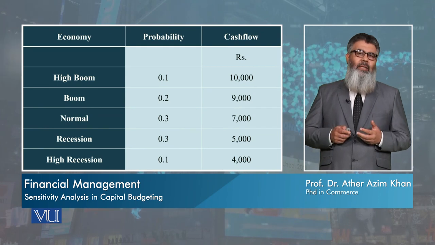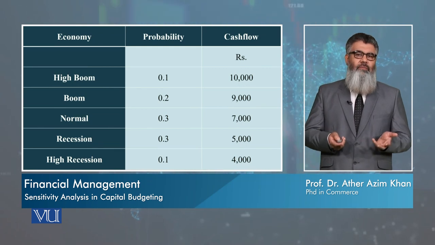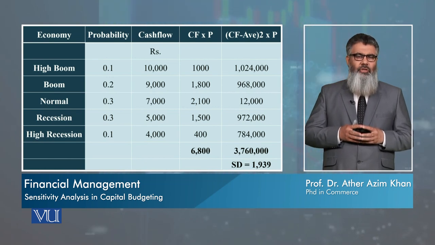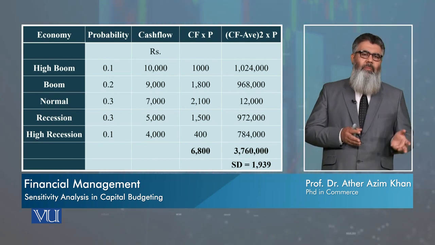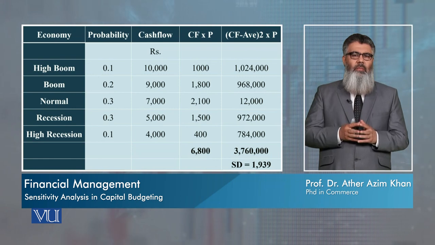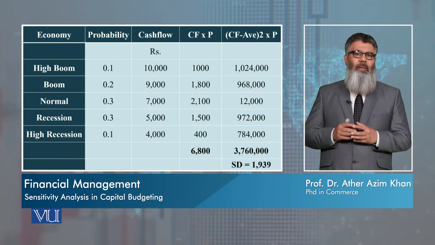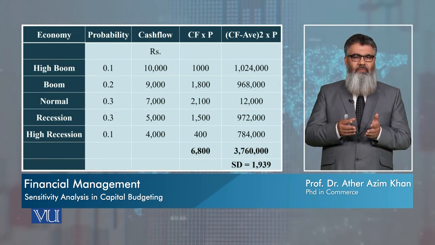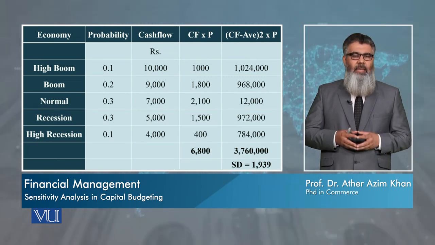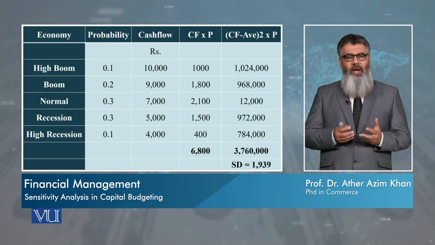Now, how do we calculate the uncertainty or the risk in these conditions with these cash flows? Let's have a look at that. We actually multiply the cash flow with its probability. Yani, jo cash flow hamare paas hai, uske chances of occurrence ke saath usko multiply kare. That is cash flow multiplied by probability, that is CF multiplied by P. So this will give us a certain value in the high boom economy. 10,000 multiplied by 0.1 is 1,000, and 9,000 multiplied by 0.2 is 1,800. And likewise, we have got five values.